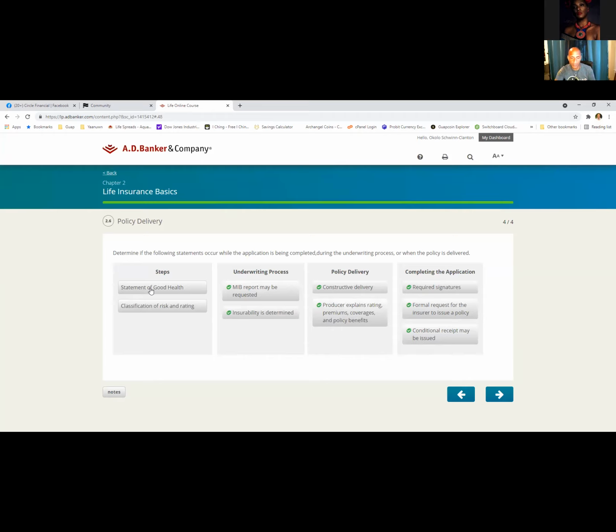So a statement of good health. When you state that you are in good health, that would be done when? Application. Right, but now we're running out of space, so that might be wrong. The statement of good health might come from the insurance company, not from the person. We determine that you are in good health. Policy delivery. Good health from the MIB report, right? So this could be the underwriting process. Nope, policy delivery. There it is. So at the delivery, okay, interesting.